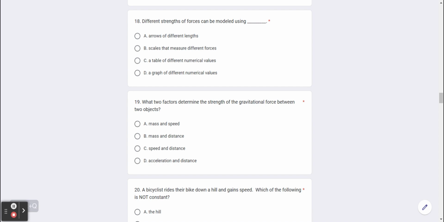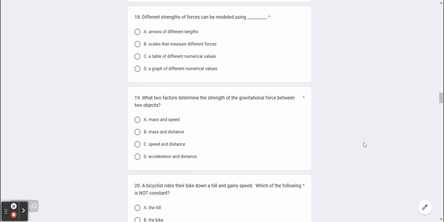19. What two factors determine the strength of gravitational force between objects? A, mass and speed, B, mass and distance, C, speed and distance, D, acceleration and distance.